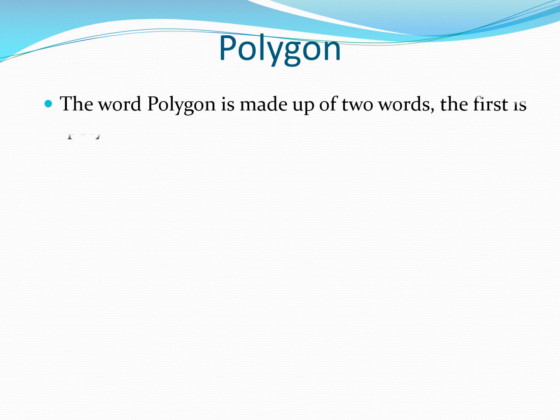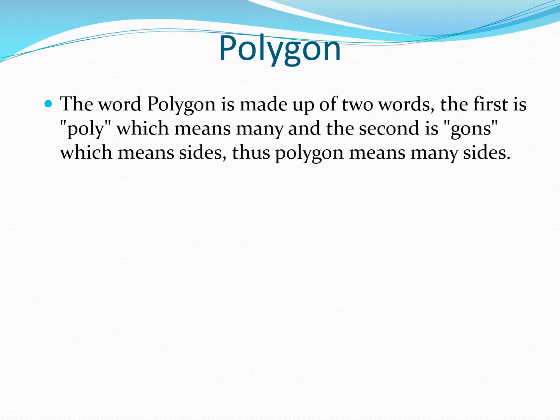In this video, we will learn about polygons and the types of polygons in detail. What is a polygon? Definition: it's made up of two words. The first one is poly, which means many, and the second is gons, which means sides.